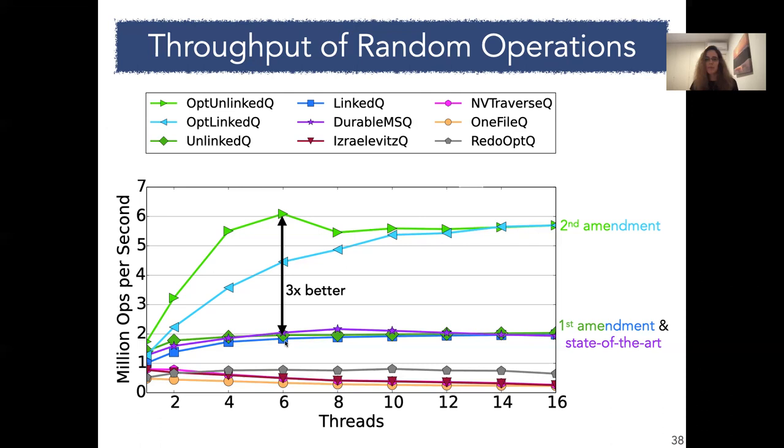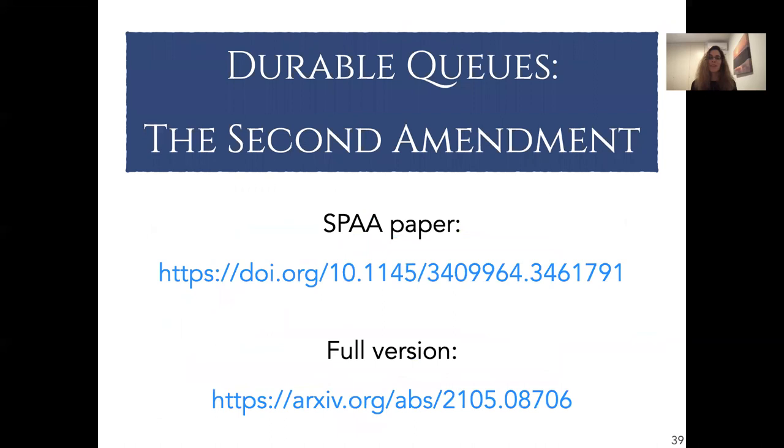In the paper, we present evaluation of additional workloads. All of them are clearly dominated by the second amendment queues. This supports our guideline of minimizing not only blocking fences, but also access to flushed data. The evaluation endorses the second amendment queues as the best durable queues, both in their theoretical properties and in their practical performance. For more details, you may refer to the conference paper and to the full version on arXiv.